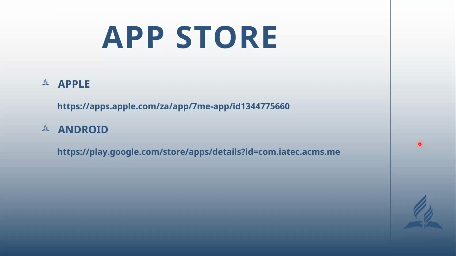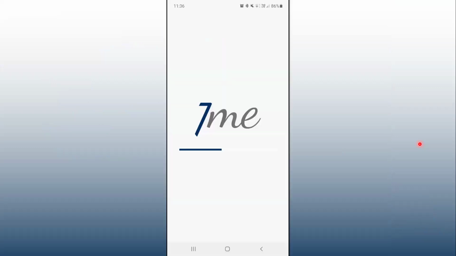You can download it. Now it will open up the 7Me app. It will look like this: 7Me. And while it thinks, this little blue bar will run across the screen until it's loaded. If you haven't logged in for the first time, it will ask you to log in.